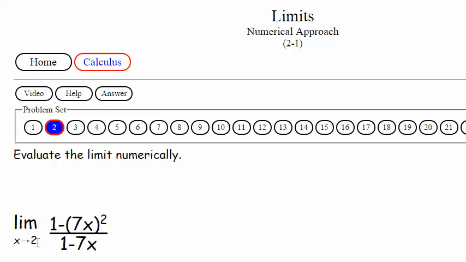This is the limit as x approaches 2 of (1 minus 7x) quantity squared over 1 minus 7x. 1 minus 7x, that quantity, okay. Let's head over to the whiteboard and see what we got.